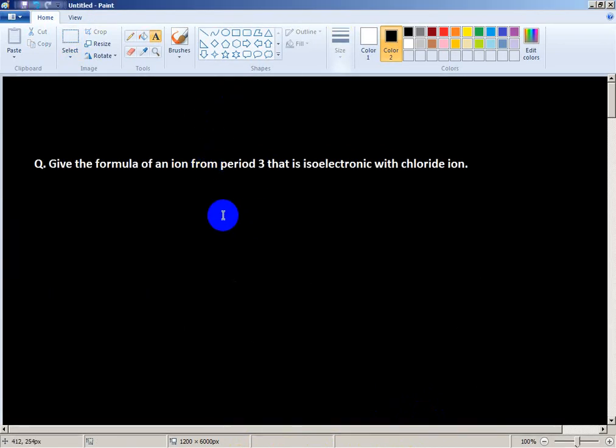Okay, I have a question. I have given a question to you. Write the formula of an ion from period 3 that is isoelectronic with the chloride ion. You will choose any element from period 3, and it is isoelectronic with the chloride ion. This is the chloride ion, Cl minus. Okay, write and submit to me, or you can tell me what will be the isoelectronic ion of chloride from period 3. Which elements are in period 3?